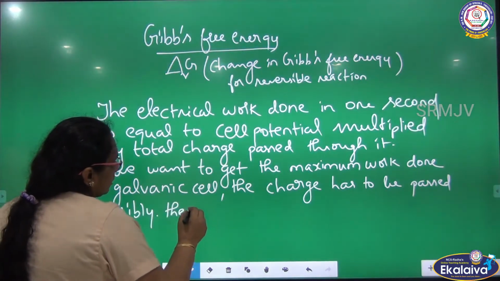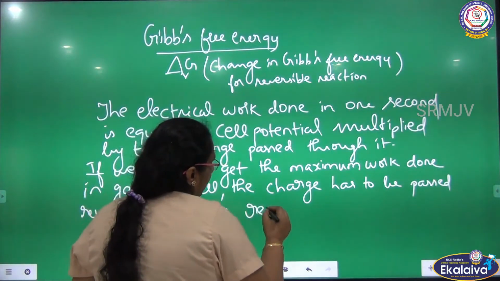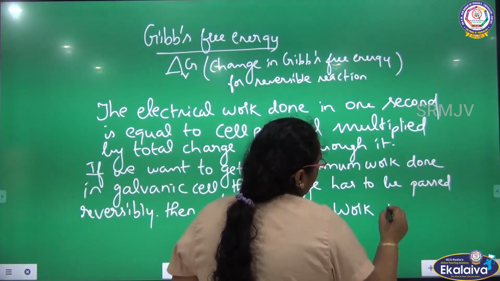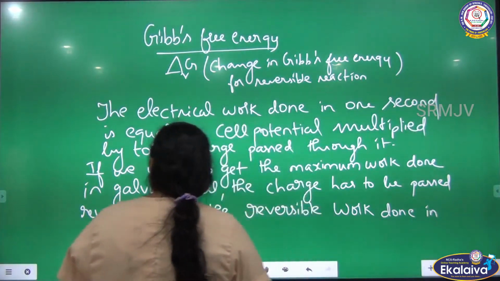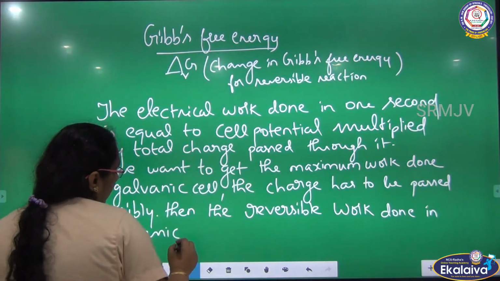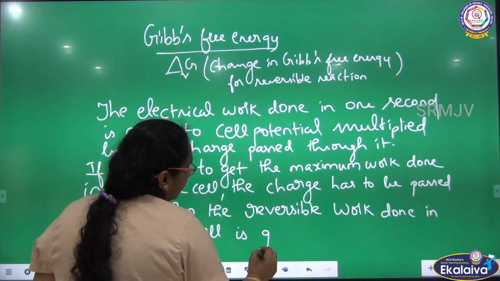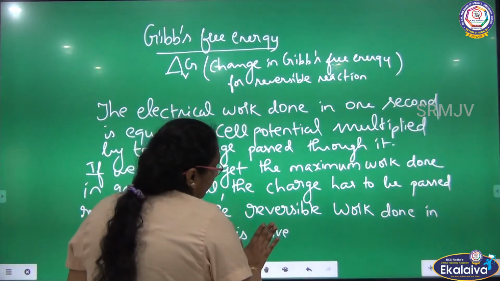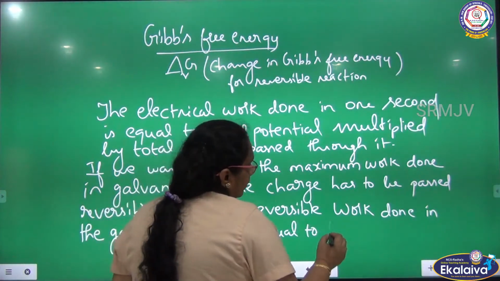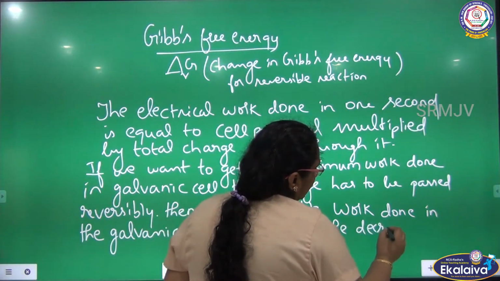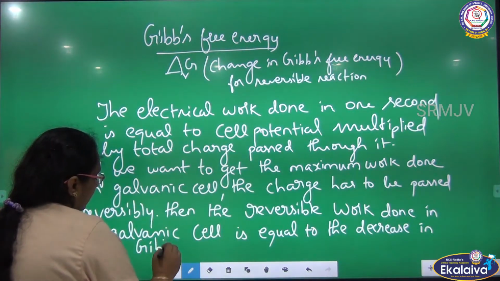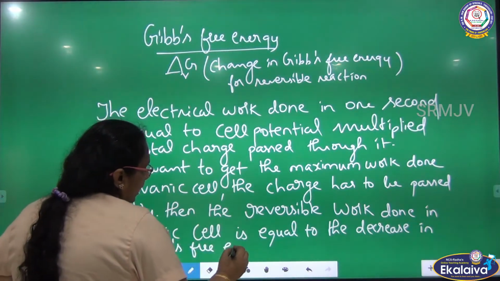Then the reversible work done in the galvanic cell is given by, is equal to the decrease in Gibbs free energy.